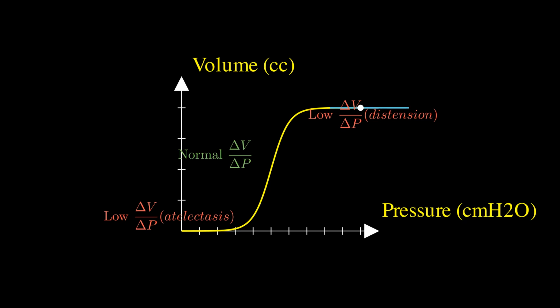Understanding this curve is essential in mechanical ventilation. Both low and high compliance states carry risks, from collapse to overdistension. Targeting the region of optimal compliance is key to lung protective strategies.